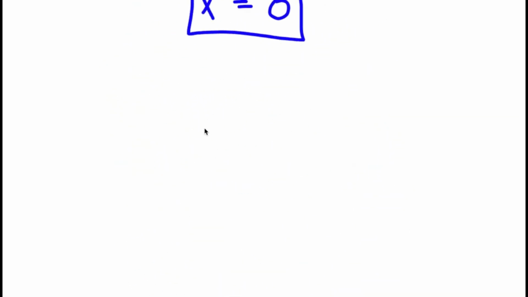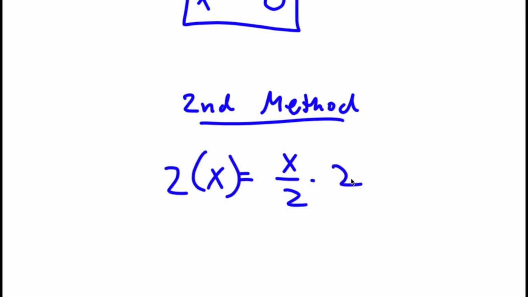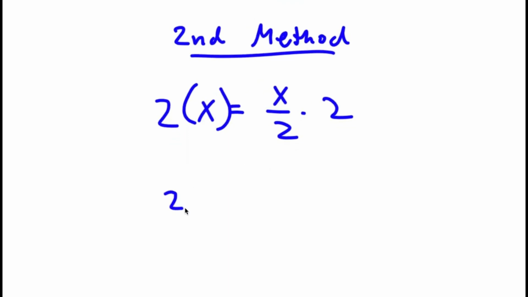Now I actually have a second method of solving this problem. So again, I first start off with x is equal to x over 2. And this time, instead of subtracting x over 2 on both sides, I'm actually going to multiply by 2 on both sides. So I have 2 times x is equal to x over 2 times 2. Well, 2 times x is simply equal to 2x, and x over 2 times 2, these two 2's cancel out, so I'll simply be left with x. So I have 2x is equal to x.